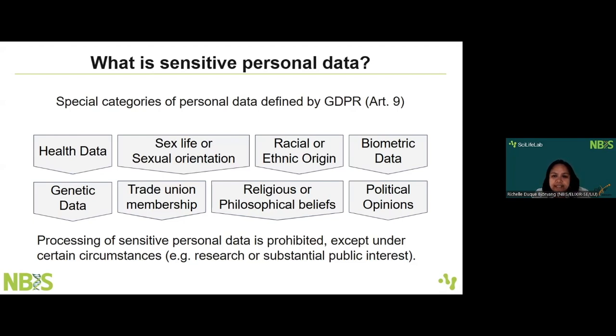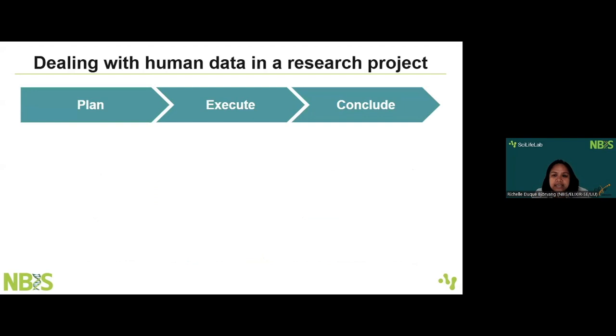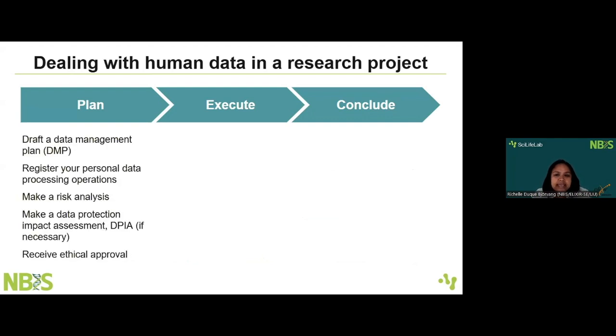So now that we have our definitions in order and we're all on the same page, I'll talk about how to deal with human data in a research project. And here you have three different aspects. So we have planning, execution, and conclusion. For planning, here you draft a data management plan or a DMP, and then you register your personal data processing operations. You make a risk analysis, make a data protection impact assessment or DPIA if necessary, and you have to have ethical approval.